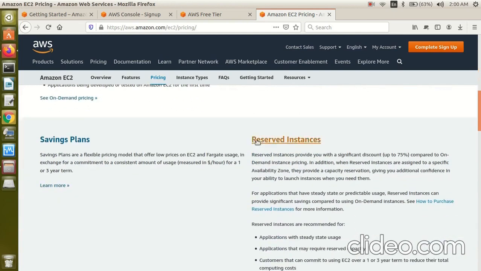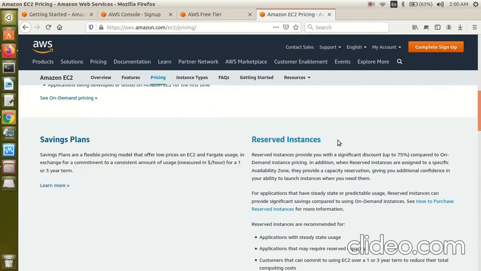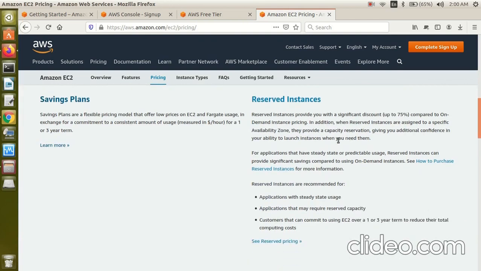Next one is the reserved instance. We can reduce the Amazon EC2 cost by making a commitment to a specific instance configuration, including instance type and region, for a term of 1 to 3 years. Reserved instances are recommended for applications with steady state usage, applications that may require reserved capacity, and customers that can commit to using EC2 over a 1 or 3 year term to reduce their total computing cost.